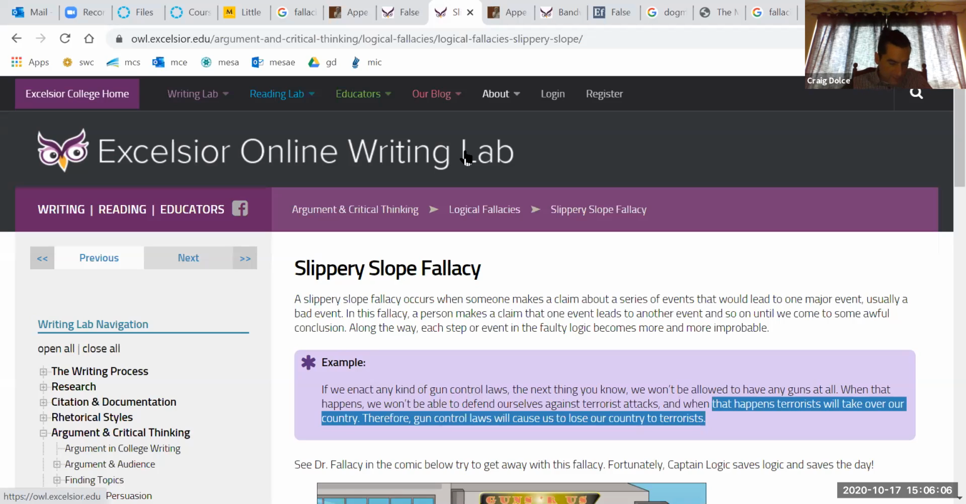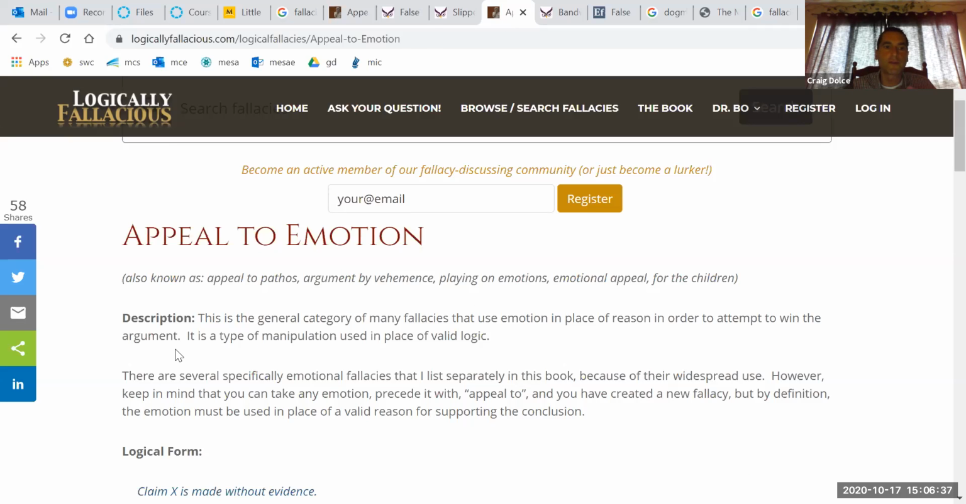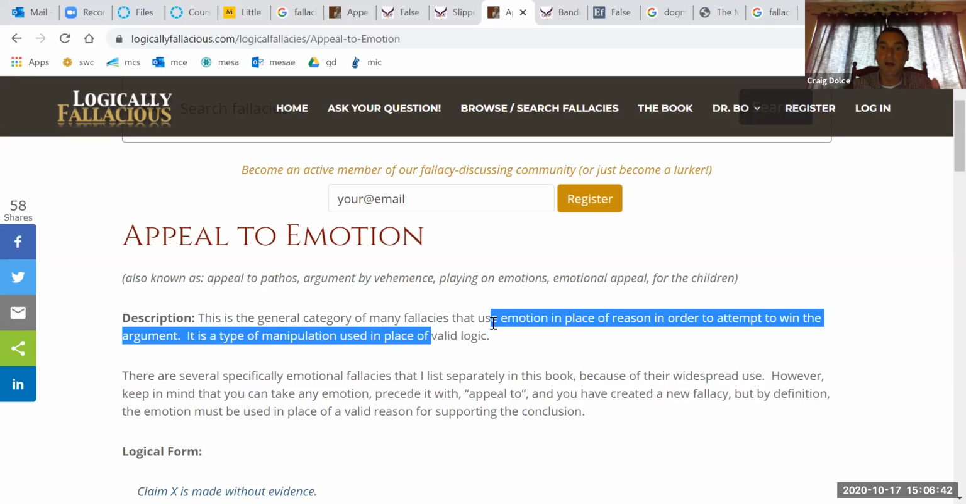As we move on, the next one is overly sentimental appeals. Now, just as someone might use fear to persuade you instead of logos, here they might try to use too much emotion. I can't help but think of those television commercials for animals in the pound that just kind of overdo it, and you might just turn away because it's just too much. Usually there's a Sarah McLachlan song playing in the background. Emotion in place of reason in order to win the argument. It's a type of manipulation used in place of valid logic.